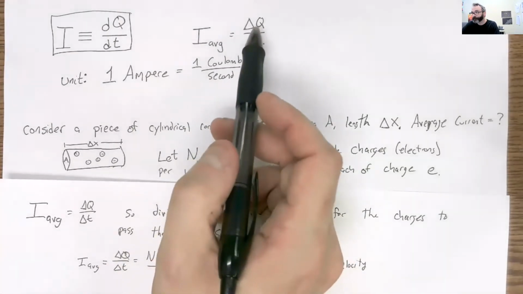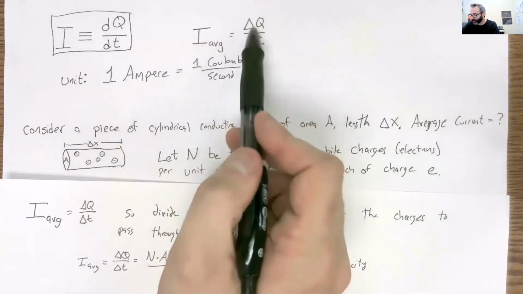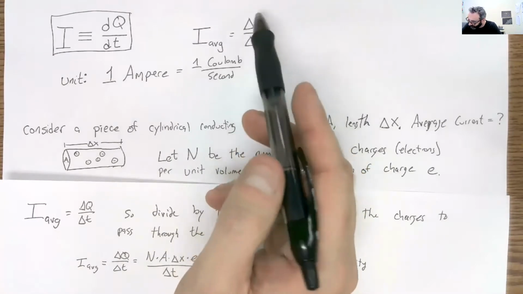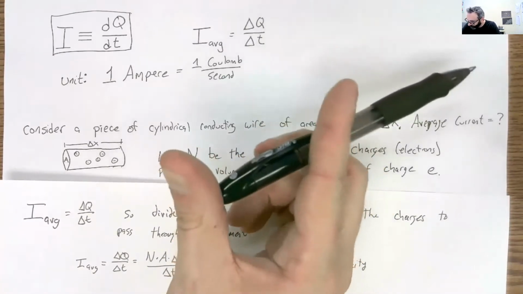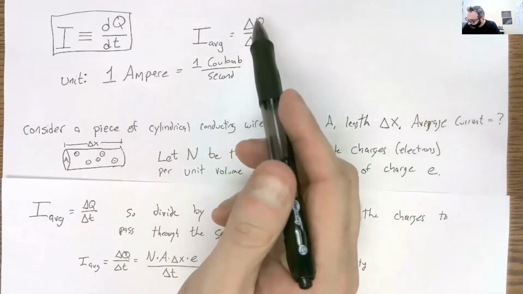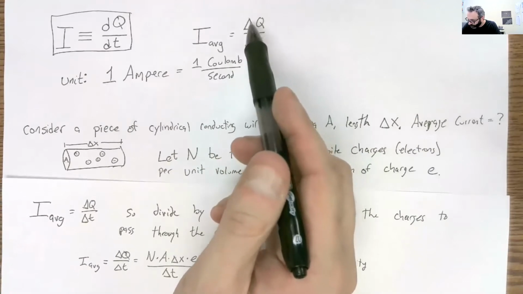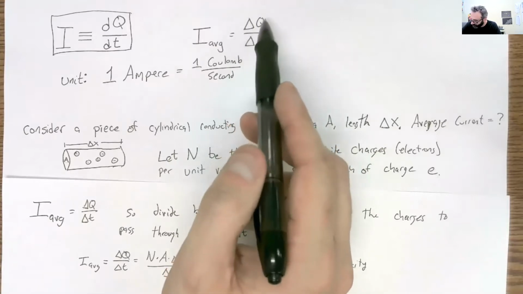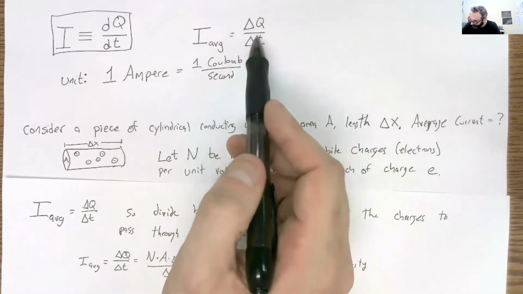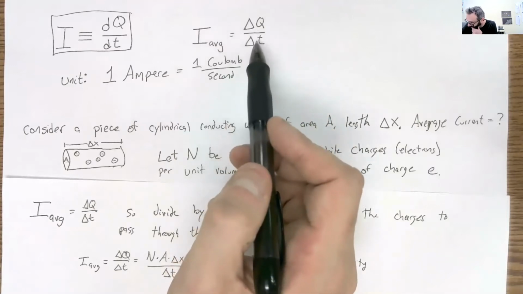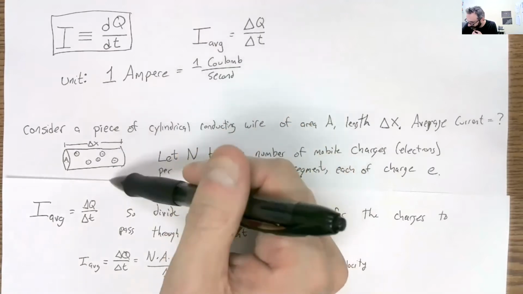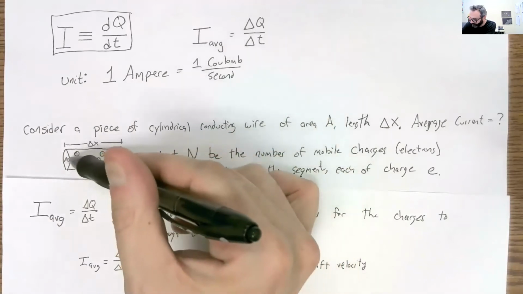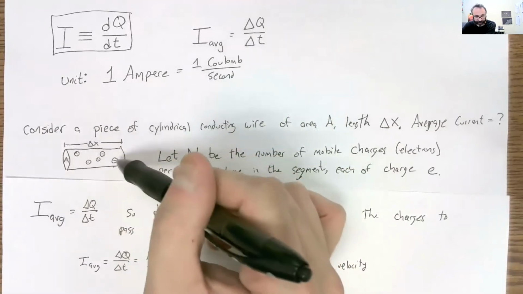Oh, no, I'm not saying that the change in Q is 0, but I think I see what you're saying. Maybe the delta here is confusing. It might be clearer to write just Q over time instead of delta Q over time. What we're saying is that this Q over time would be the total amount of charge that passes through the wire divided by the amount of time it takes.